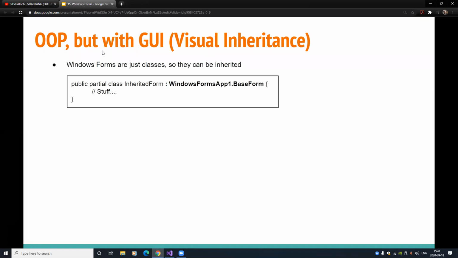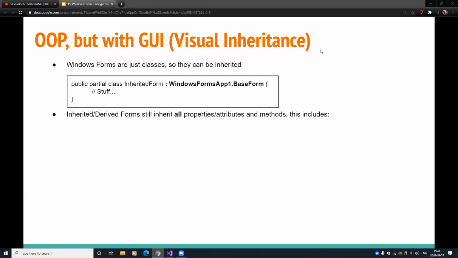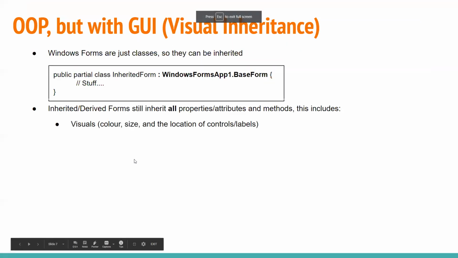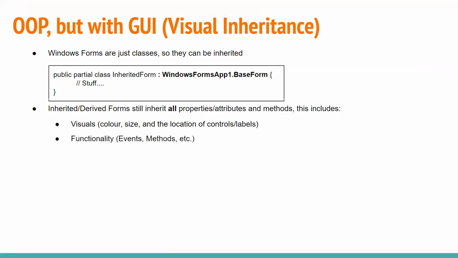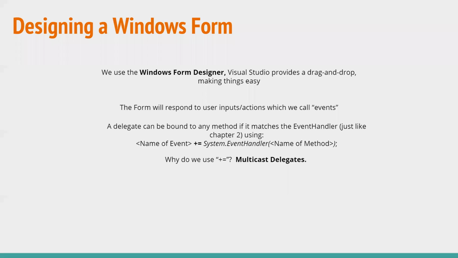So it's useful to emphasize the fact that this inheritance also applies to the visual aspects, the design elements. Inherited or derived forms still inherit all of the properties and attributes and methods. So this includes everything. It includes all of the visuals, so the color, the size, the location of all of the controls, the functionality itself, so any events and methods that you define are also inherited. But to emphasize that everything is included, they include visual. So it's visual inheritance.